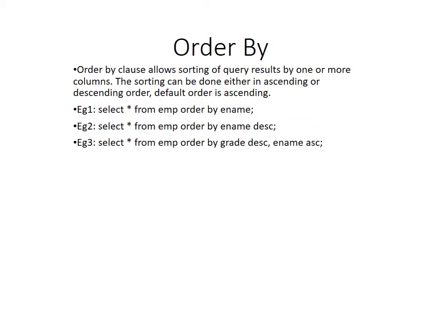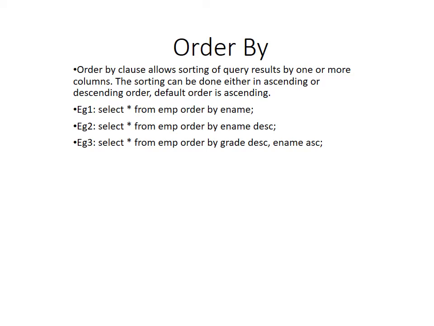Order by clause allows sorting of query results by one or more columns. The sorting can be done either in ascending or descending order, and the default order is ascending. For example, select star from EMP order by ename. That means to display the entire data from the table EMP sorted by ename in the ascending order.